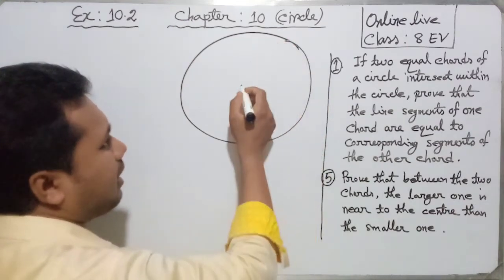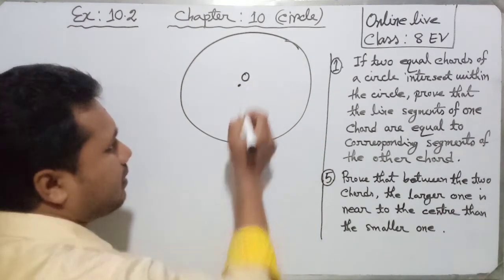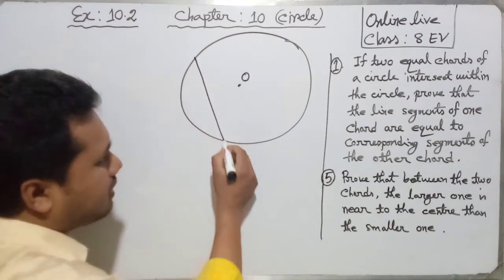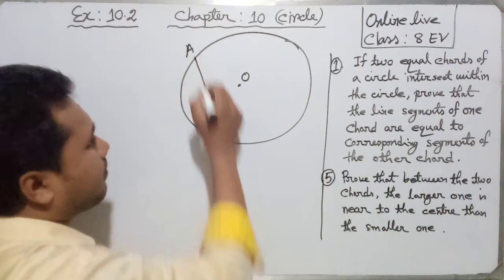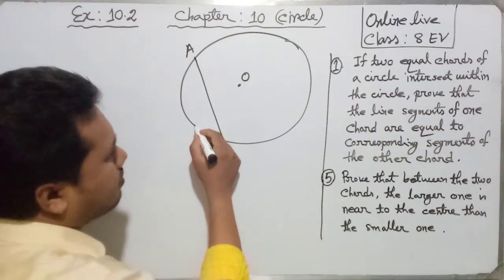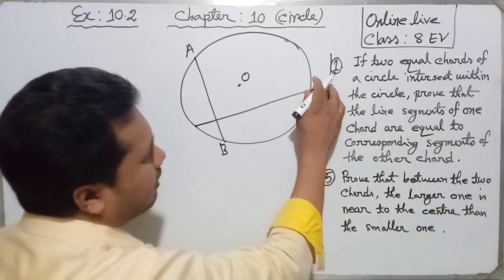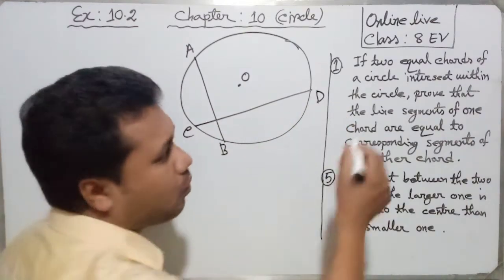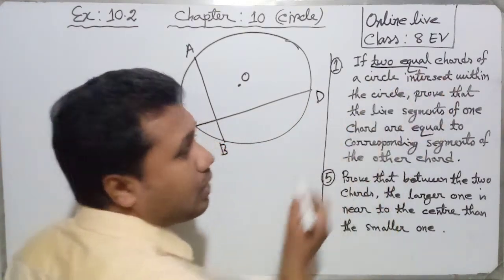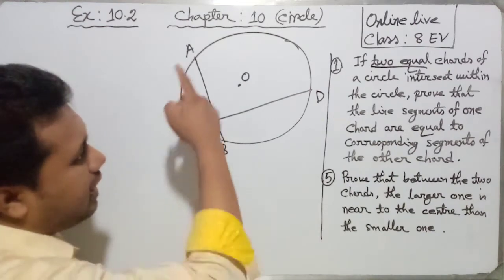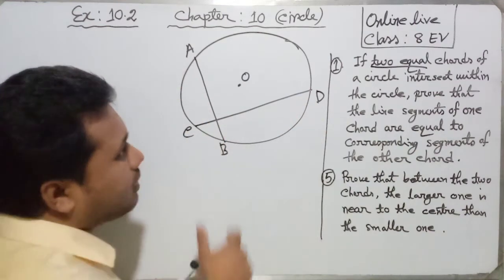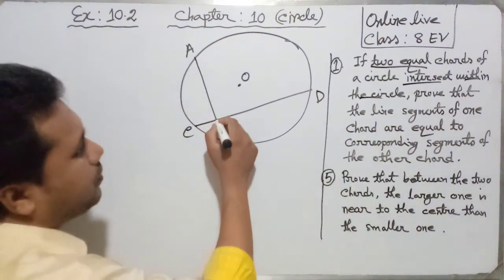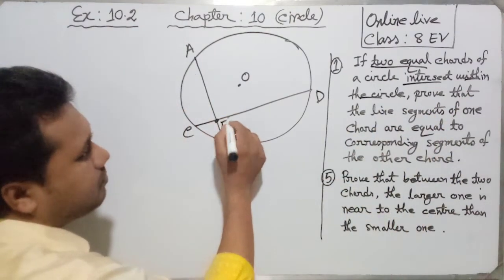Suppose this is our circle and this is the center O. Suppose this is AB and this is another chord CD, and these two chords are equal. So here AB and CD are equal. Now they intersect within the circle at a point, suppose this is E.